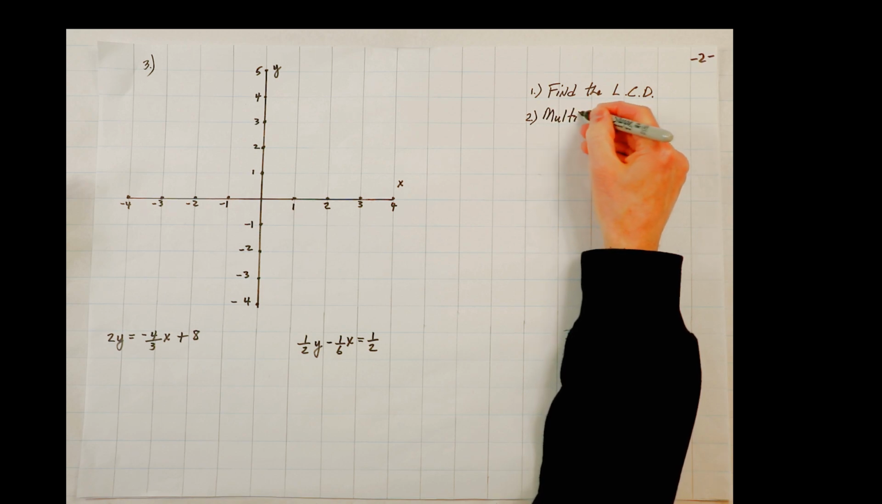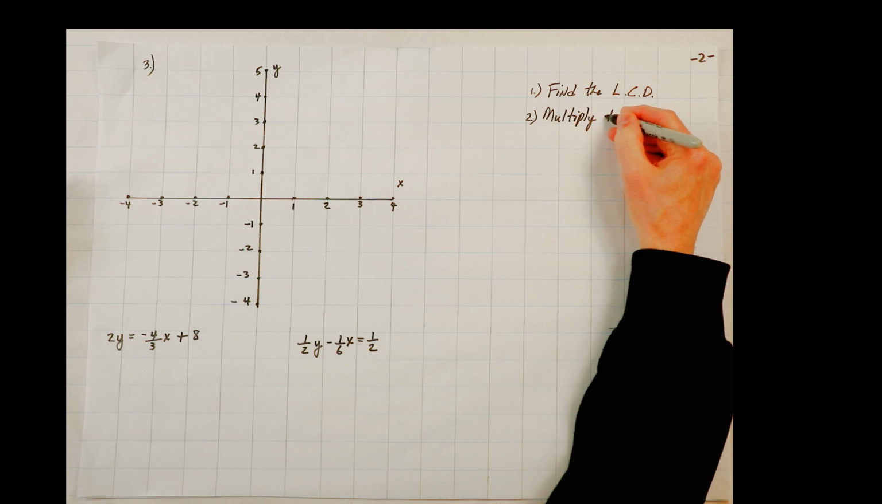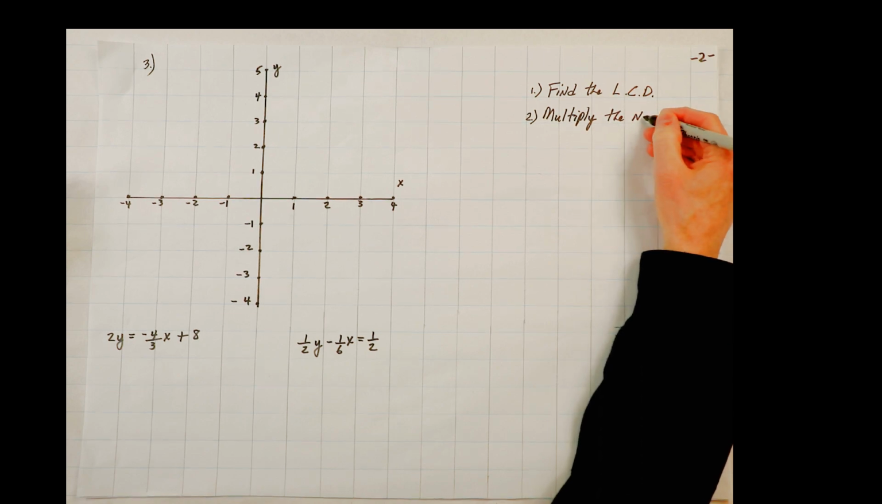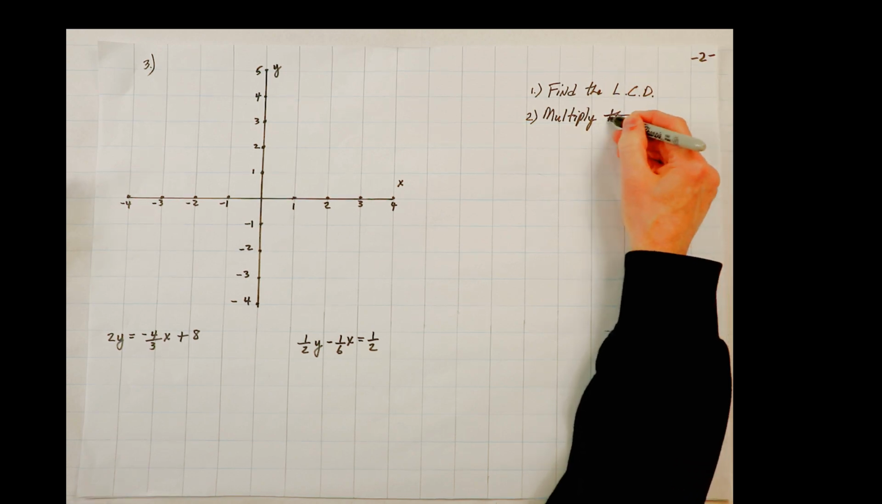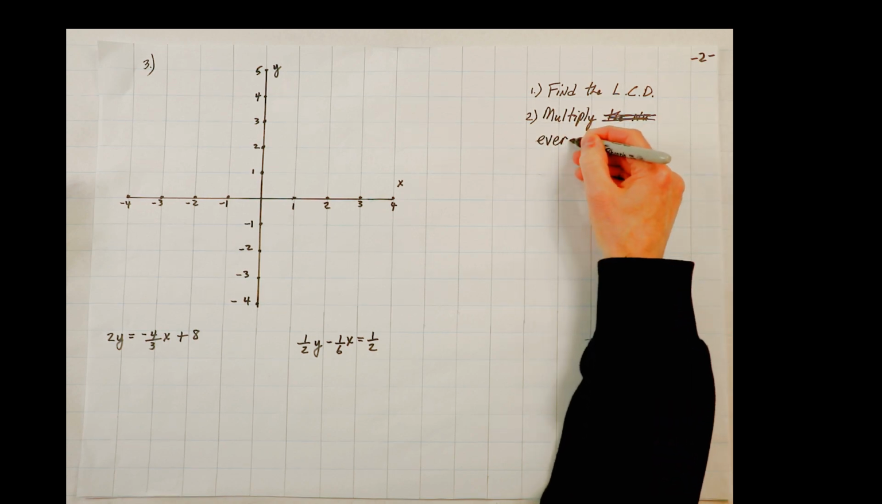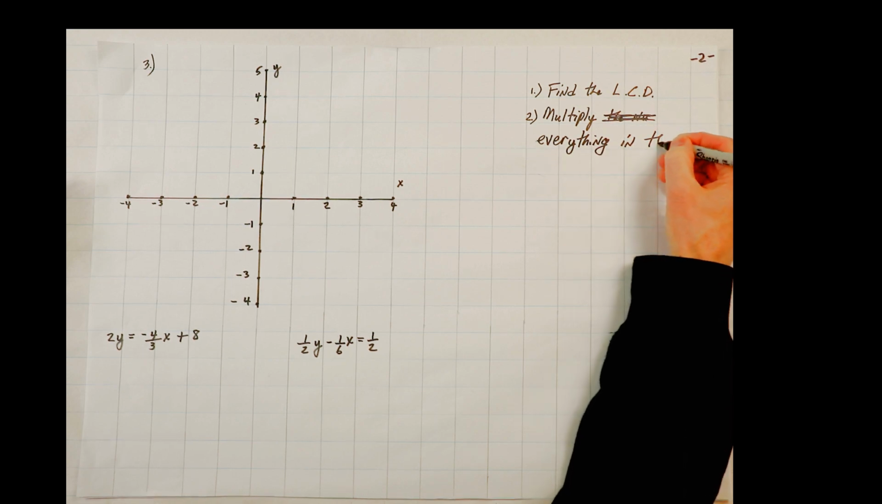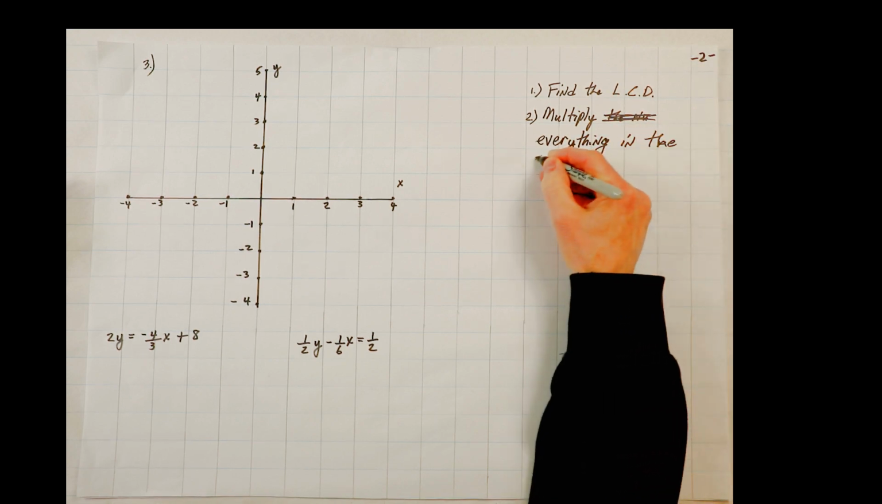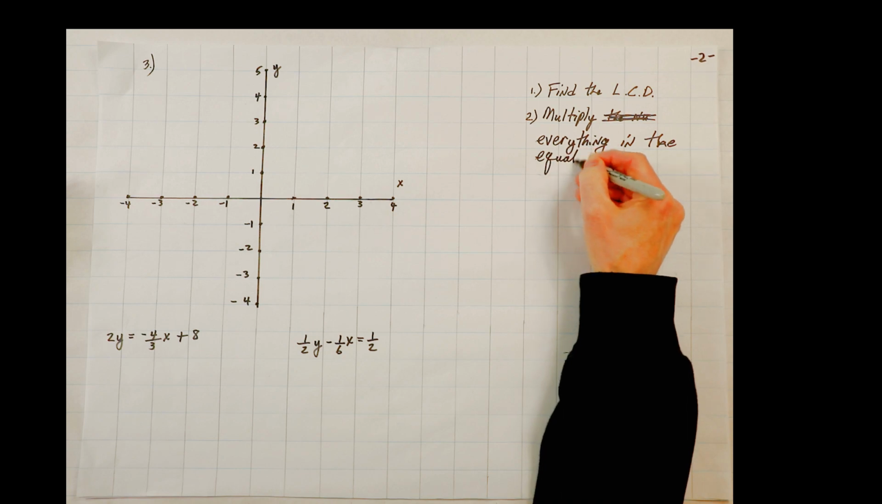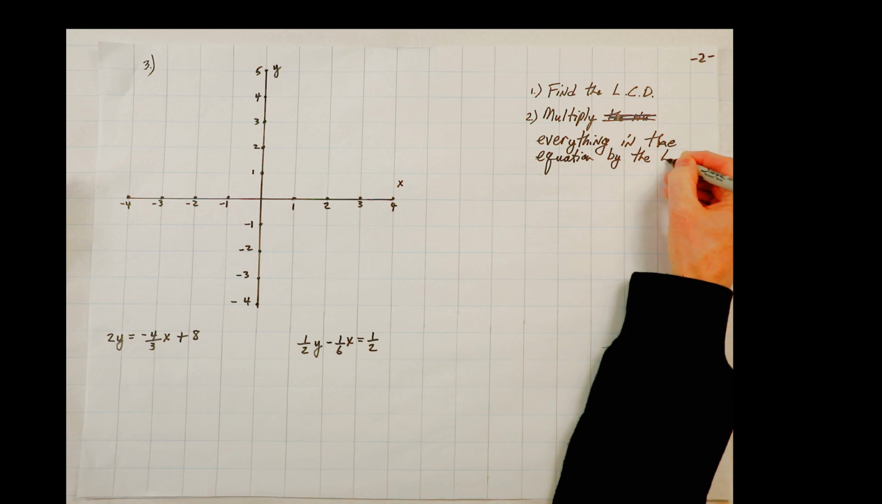2. What's the second step? Multiply what? What do you multiply? Multiply the numerators. Yes, we multiply the numerators, but we multiply everything, every part, right? Everything in the equation by the LCD.